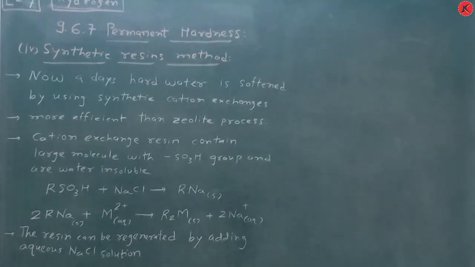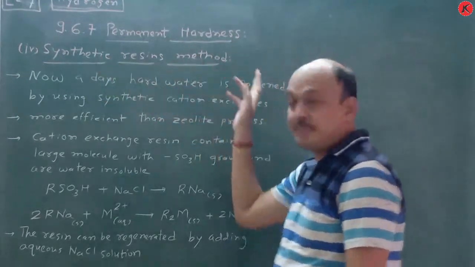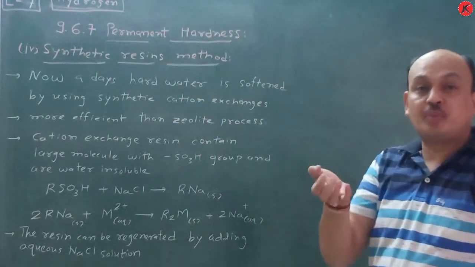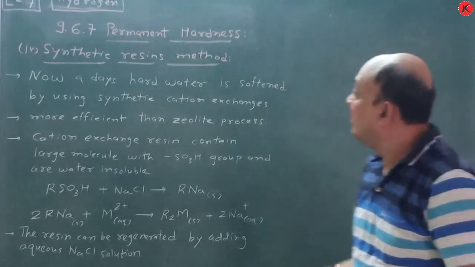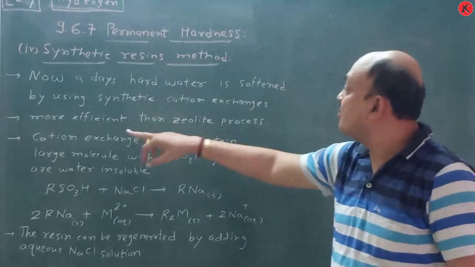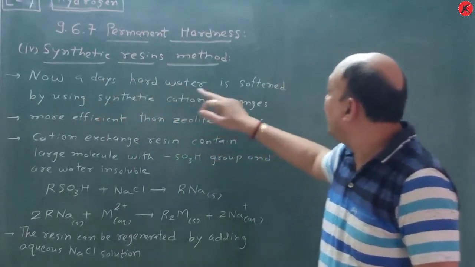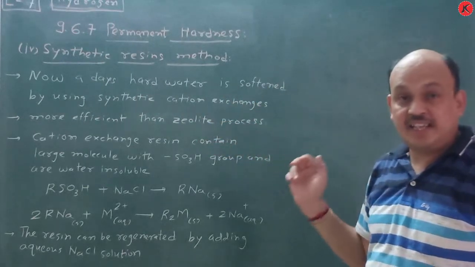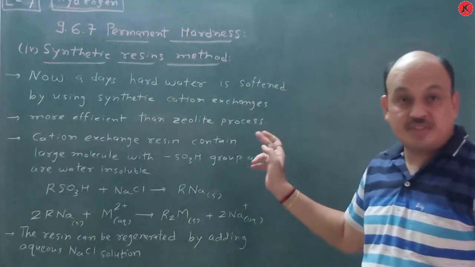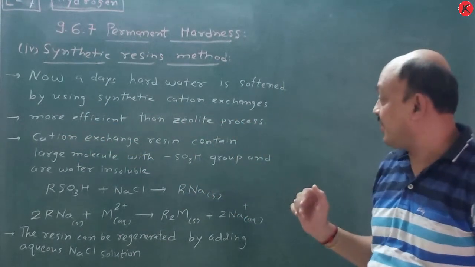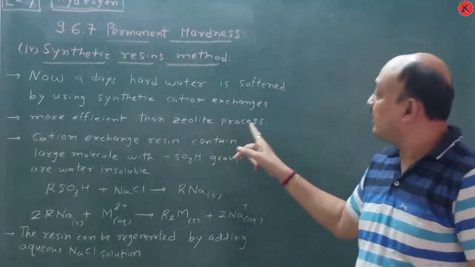Now for permanent hardness, the fourth method is the synthetic resins method. Resins means large organic molecules are used here. Nowadays hard water is softened by using the synthetic cation exchange method. Remember this one. Cation means positive ion. It is more efficient than the zeolite process. So you have to remember this.